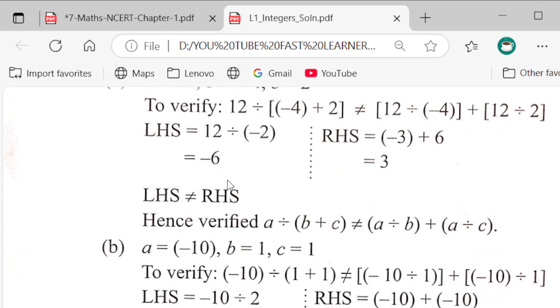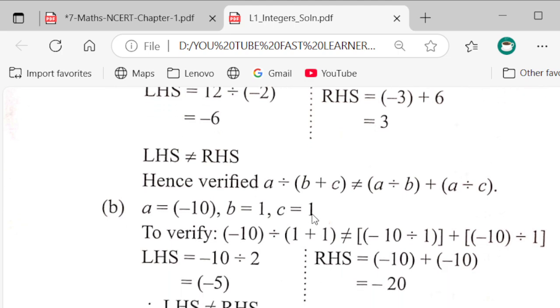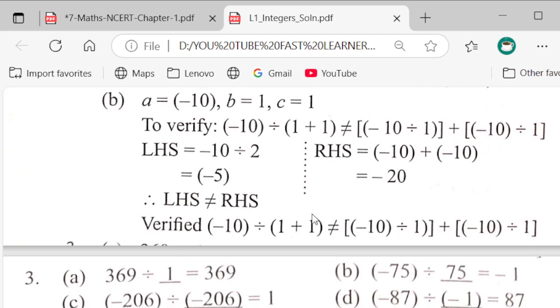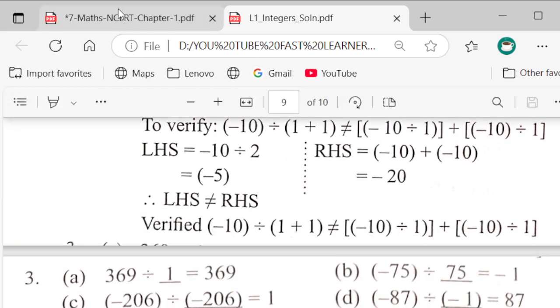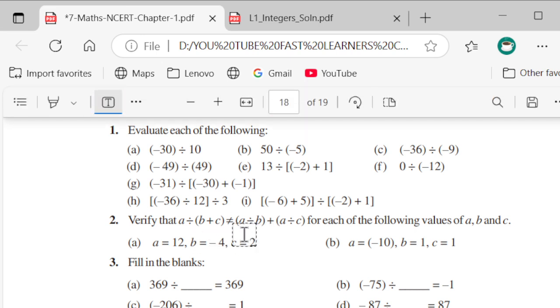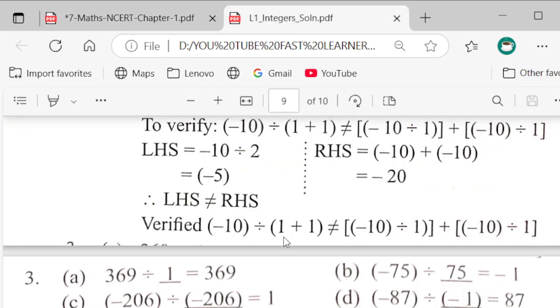So see, here it is not correct. One side it comes minus 6, other side plus 3. It is not verified. Next is also, here also it is not verified. You check it properly, put these values and see. Both of them are not equal. So not verified. Let's see the next question.